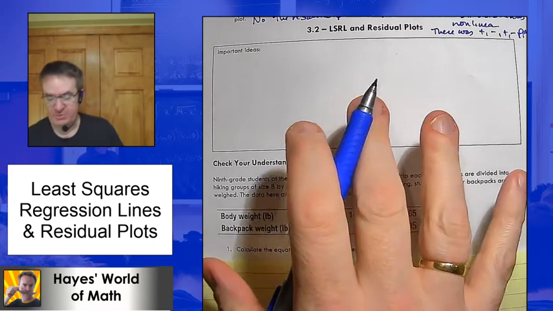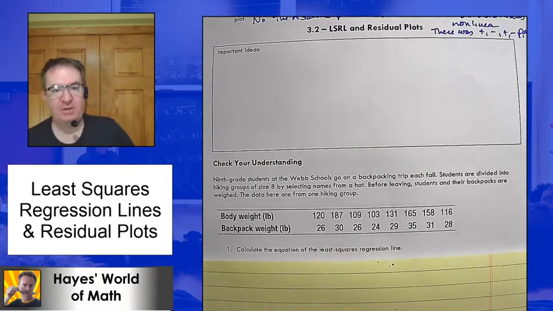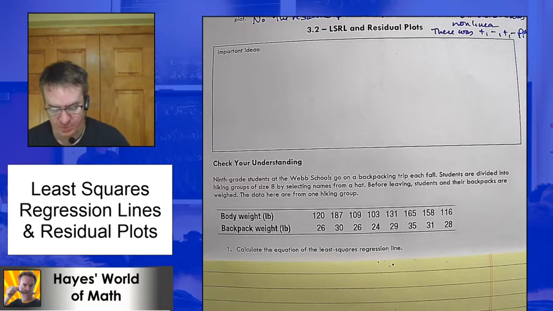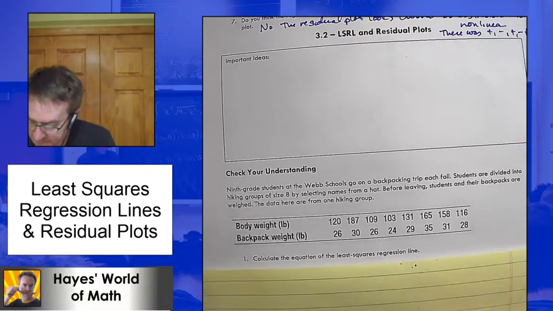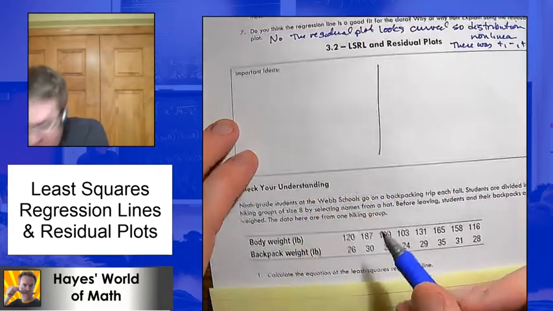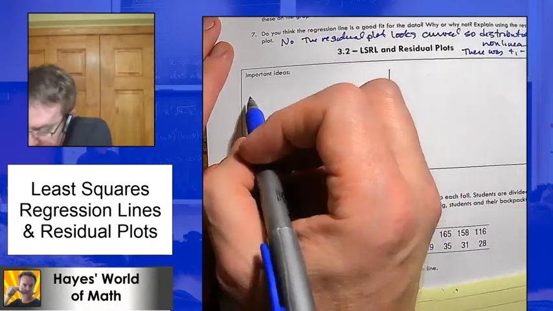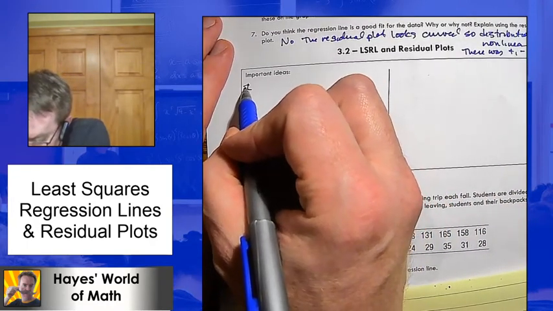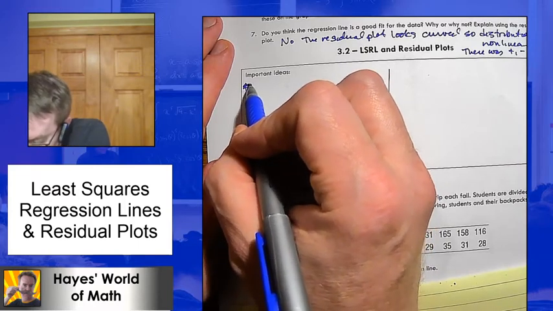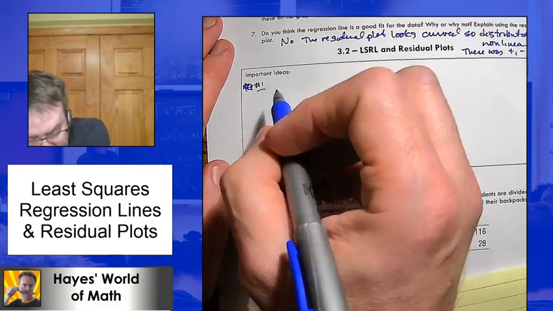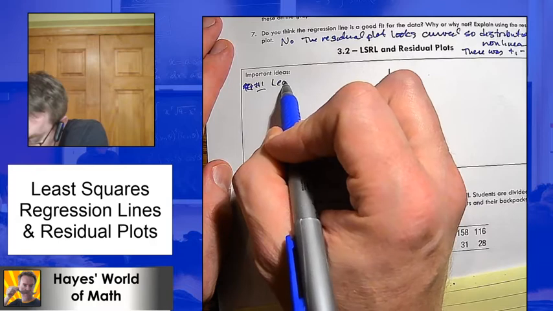And so what we're going to do is formalize what we discovered about least squares regression lines and residual plots. This is going to break down into two parts, pretty much split down the middle. Number 1, we've got the least squares regression line.